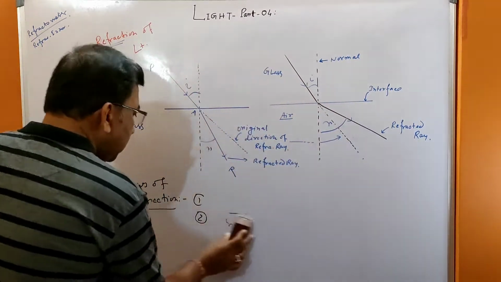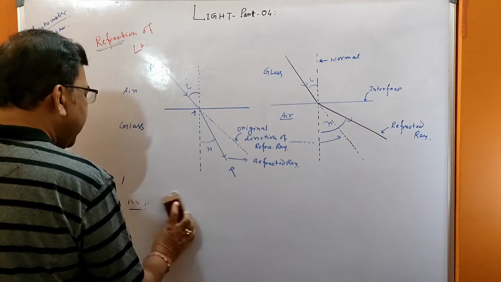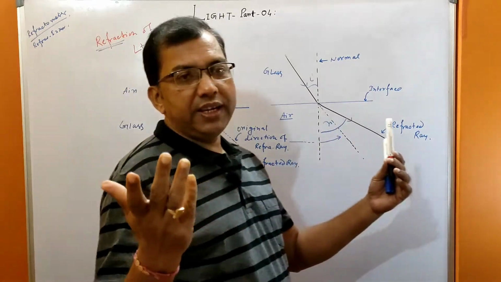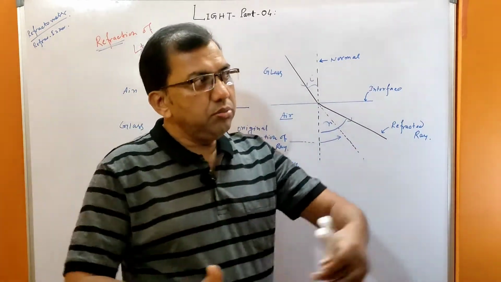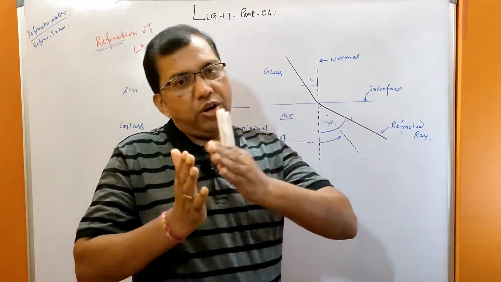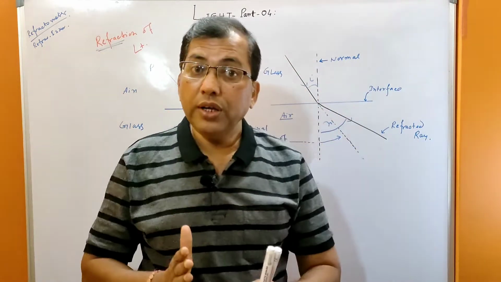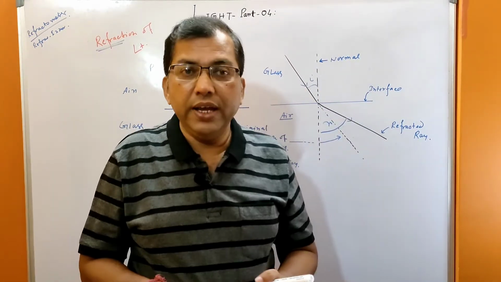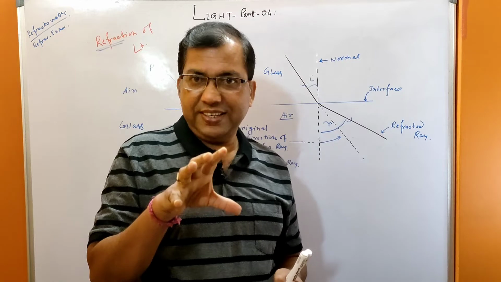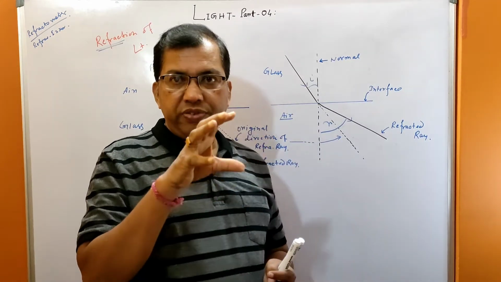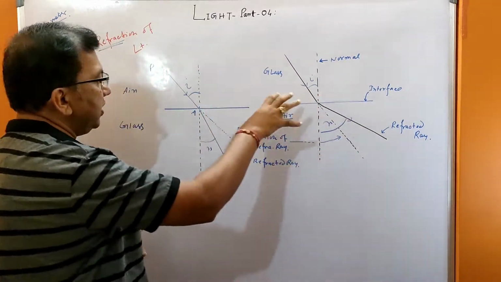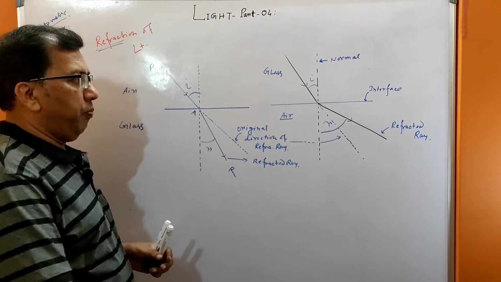Now, in this case, why does refraction occur? Why does light bend away from the normal, and why does it come closer to the normal? Why does refraction occur? That is the main cause. What is refractive index? Refractive index is a very important term. And why refraction occurs, you should have to know.